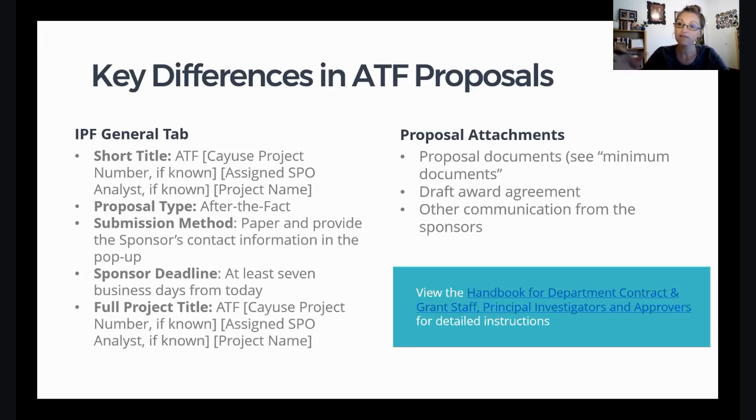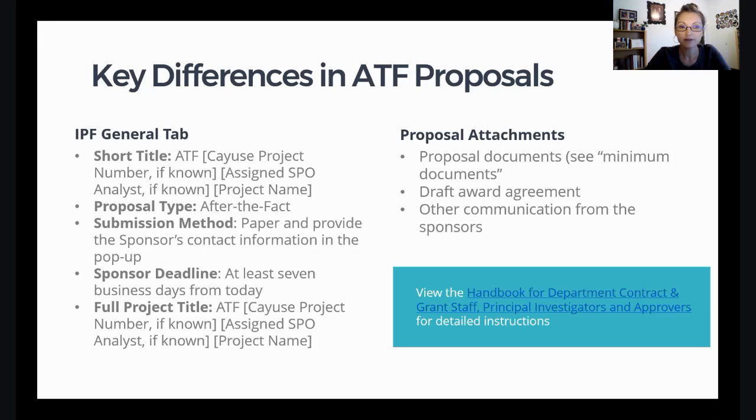I want to talk about the general tab first. That was the first tab in the video that I showed you. You select Start New Proposal and you complete the general tab. After you complete that general tab and select Save, you get the rest of your tabs as I indicated in the video. When you're in that general tab, some of the key differences when you're submitting an after-the-fact proposal are in the bullet points, the fields that I've bolded here.